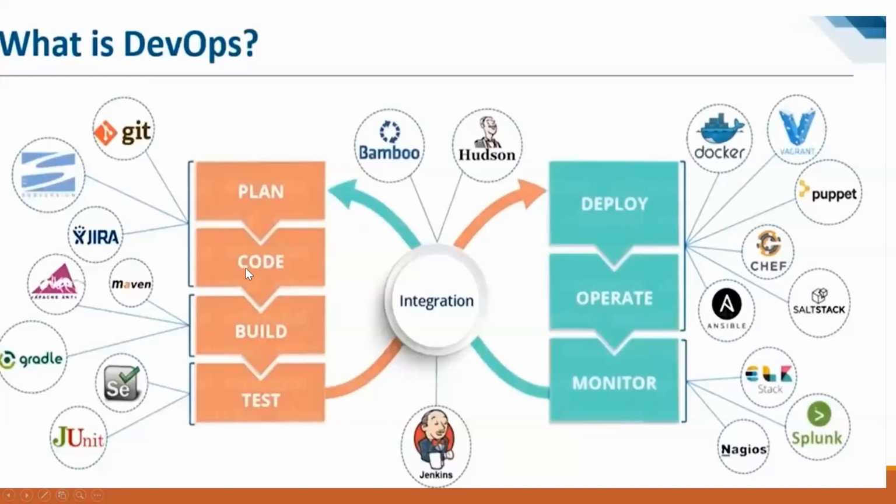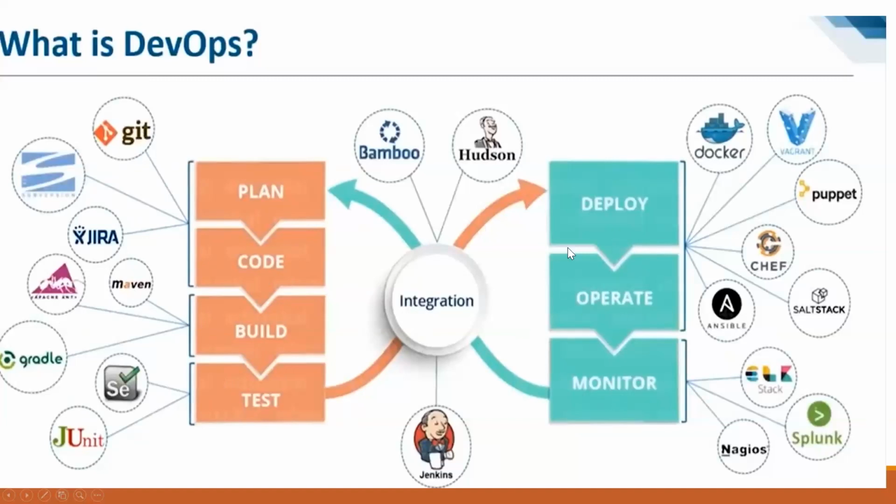Plan and code are part of the plan and code stage. Git, Subversion, and Jira take care of that. For build, there are Maven and Gradle. For testing, there is JUnit. For automating, we can use these tools and automate the process. This is the integration part, this is the deployment part.